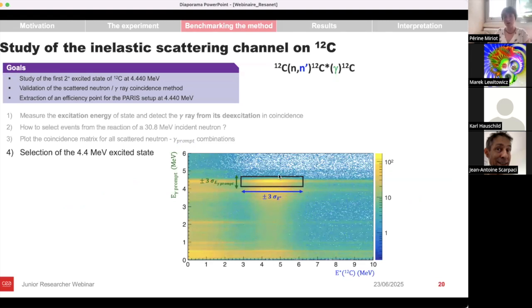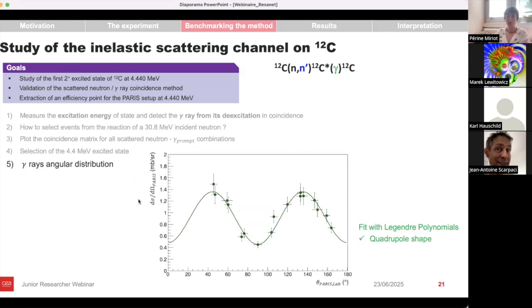Now for all the events selected with this area, I plotted the gamma ray angular distribution, which I show here, which exhibits, as expected, a quadrupole shape with a minimum at 90 degrees and two maxima located at plus and minus 33 degrees. So this angular distribution is fitted with Legendre polynomials. And the last step to extract the efficiency point for the Paris array was to take the integral of this curve.